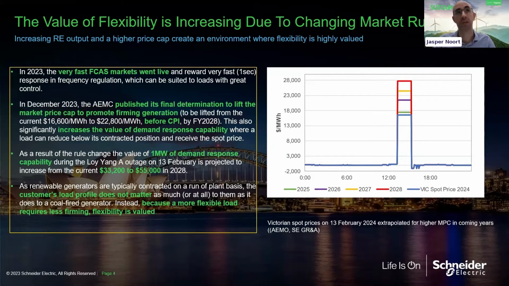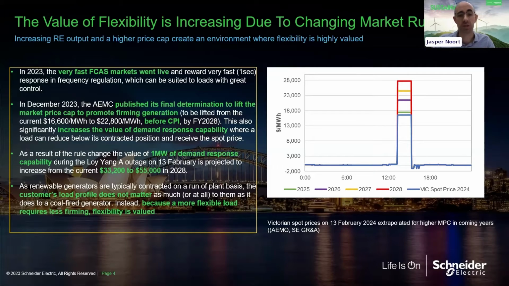However, more recently, on the more traditional markets, the AEMC has confirmed its final determination for the market price cap, which will now rapidly increase over the next few years to nearly 28,000 by our projections by 2028. So that's from July 2027.